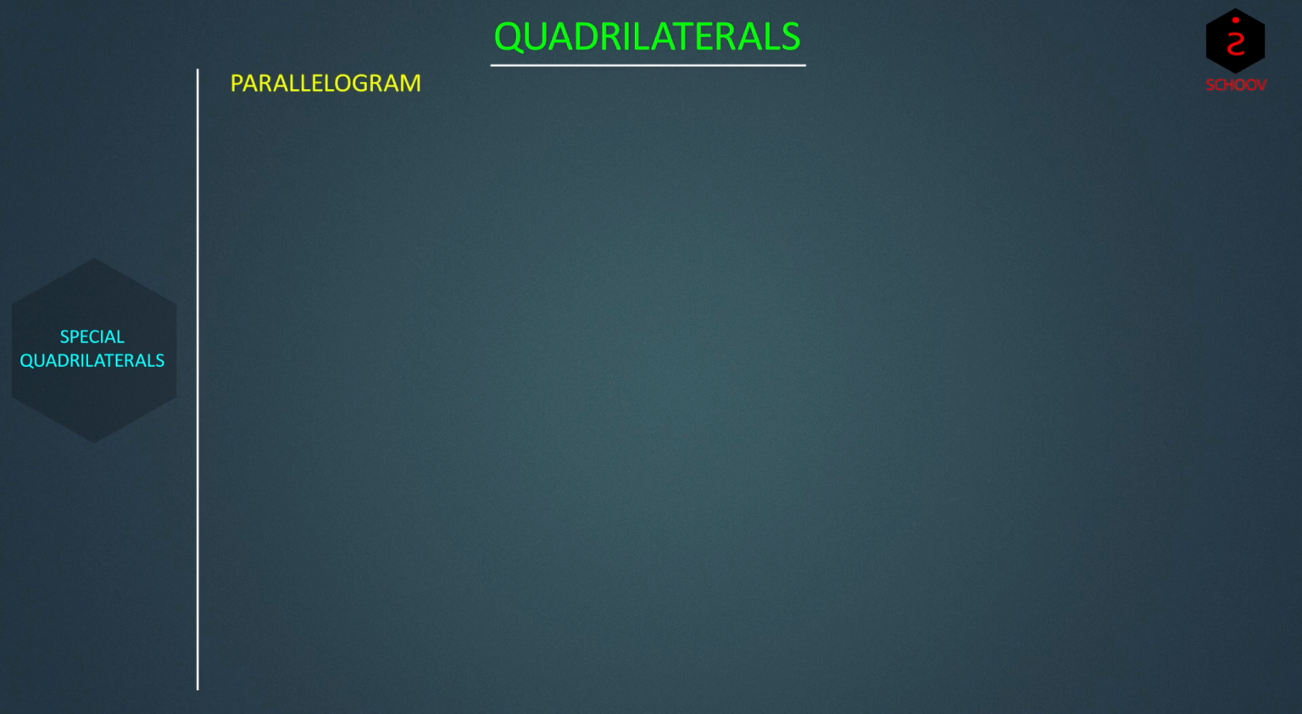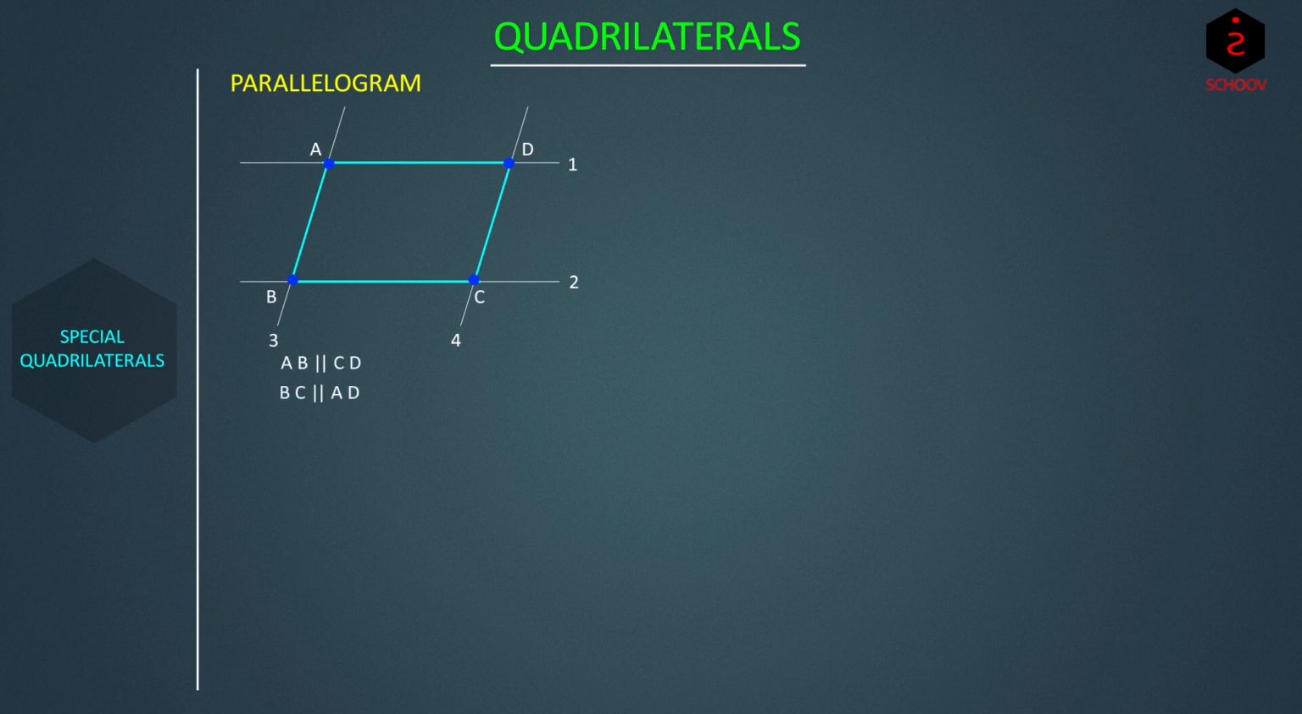Let's start with the parallelogram. Draw two parallel lines, 1 and 2, and then draw two more parallel lines which are transversal to 1 and 2. Call them 3 and 4. So we get 4 intersection points, which make a parallelogram ABCD. Obviously, opposite sides are parallel. AB is parallel to CD and BC to AD. We use two vertical lines to represent parallel lines.